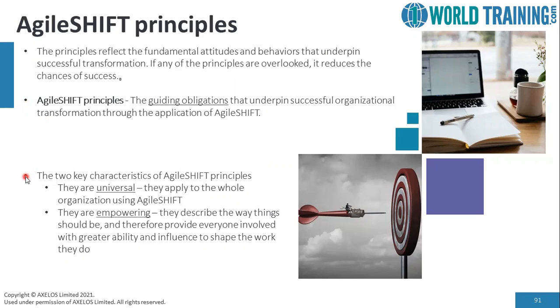There are two key characteristics of these principles. They are universal and they are empowering. Universal meaning they apply to the whole organization using AgileSHIFT and not just to certain pockets or certain teams within that larger organization. Secondly, they are empowering, meaning they describe the way things should be and therefore provide everyone involved with greater ability and influence to shape the work they do.